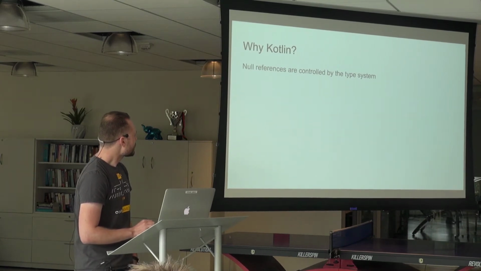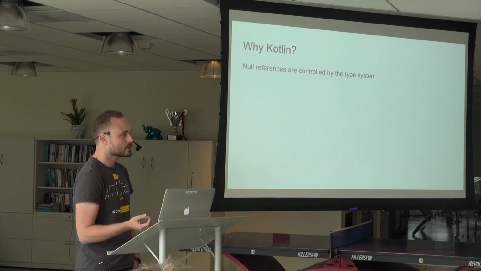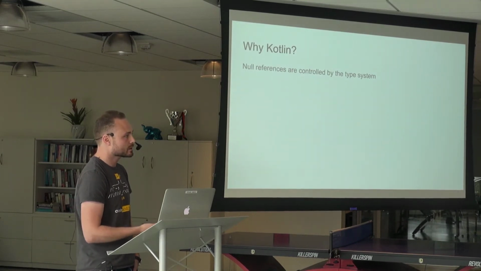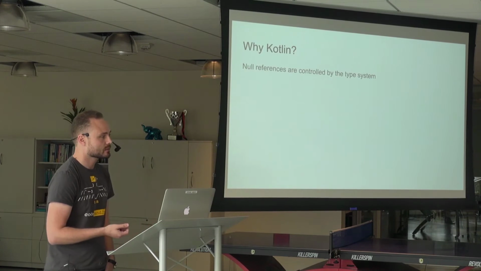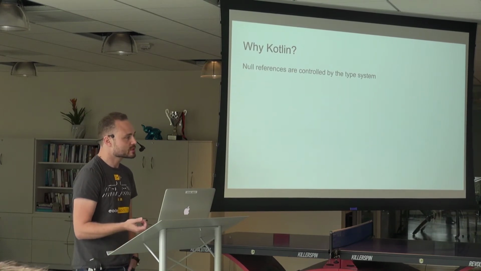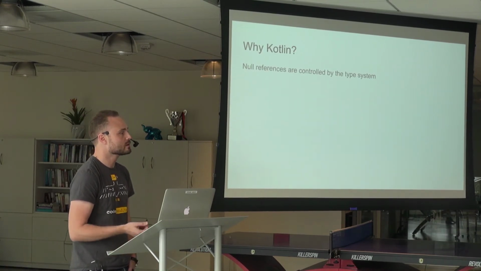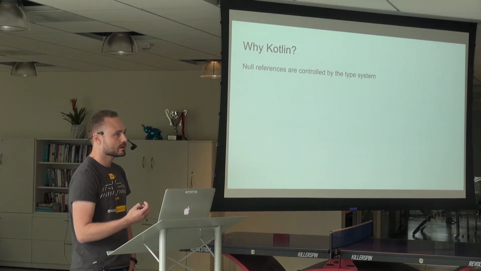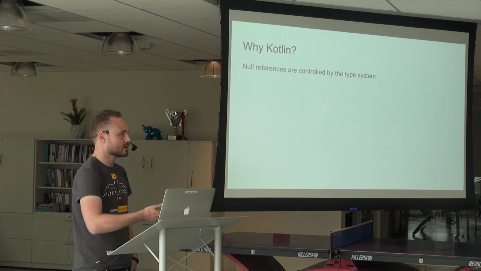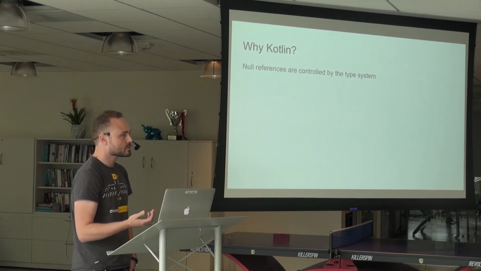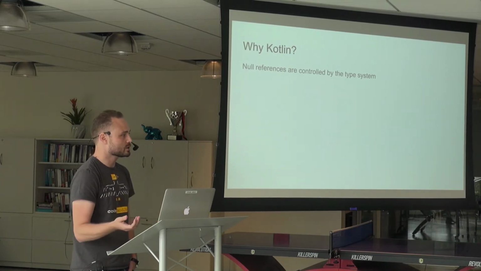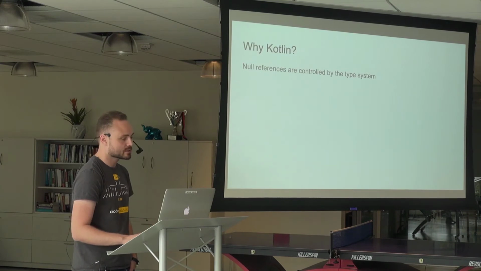So the big one that gets talked about a lot is null references. In Kotlin, they're controlled by the type system. It's often referred to as the billion-dollar mistake in Java. But for me, being able to control null references and the presence or absence of a value helps me describe my domain better, describe my business logic better by keeping it in the type system.